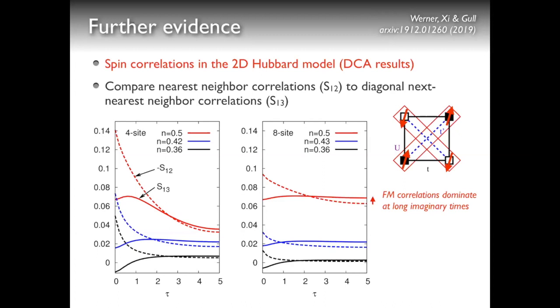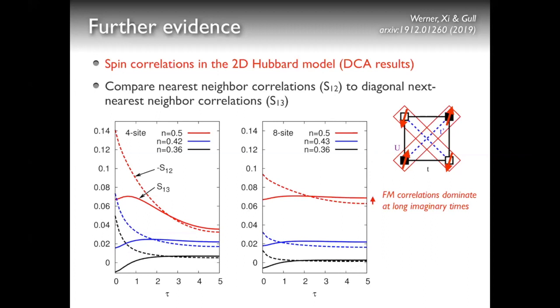What is shown on this slide is, as a dashed line, the antiferromagnetic nearest neighbor correlations, and as a solid line, the ferromagnetic next nearest neighbor correlations. If we look at the instantaneous correlations, that means tau equals 0, you can see that the antiferromagnetic correlations are dominant. But interestingly, if we go to long times, the ferromagnetic correlations start to dominate. So we have stronger ferromagnetic next nearest neighbor correlations than antiferromagnetic nearest neighbor correlations.